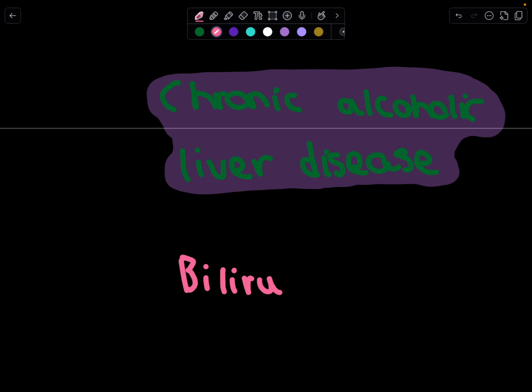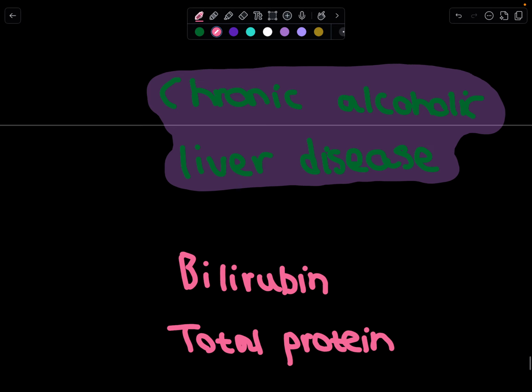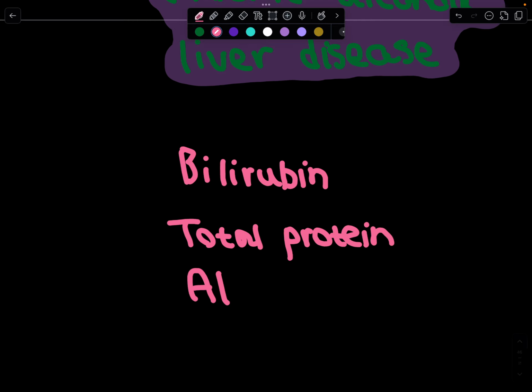All right, let's break down steatosis, hepatitis, and cirrhosis in chronic alcoholic liver disease. Then cover liver function tests like bilirubin, total protein, and albumin, keeping it simple and short. Steatosis, fatty change. Fat builds up in liver cells due to alcohol metabolism. Ethanol disrupts fat breakdown, causing greasy, swollen liver cells. It's reversible if you stop drinking, showing few symptoms, maybe mild fatigue.